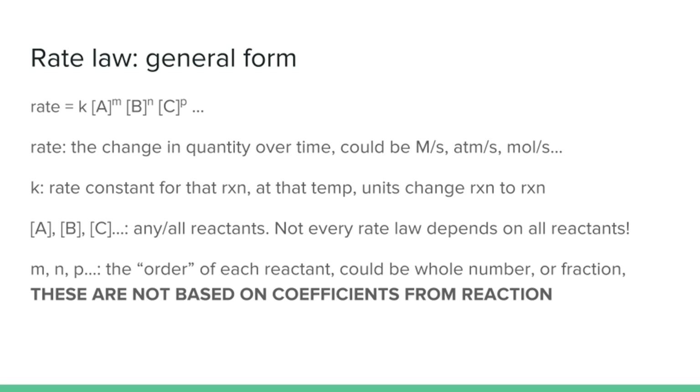Now, m, n, p, this is the order of each reactant. It's the exponent. It can be a whole number, or it could be a fraction. So it could be A to the 1, A to the 1/2, A to the second, A to the 2.35. It could be anything. But these, I want to stress this, are not based on the coefficients from the balanced reaction.